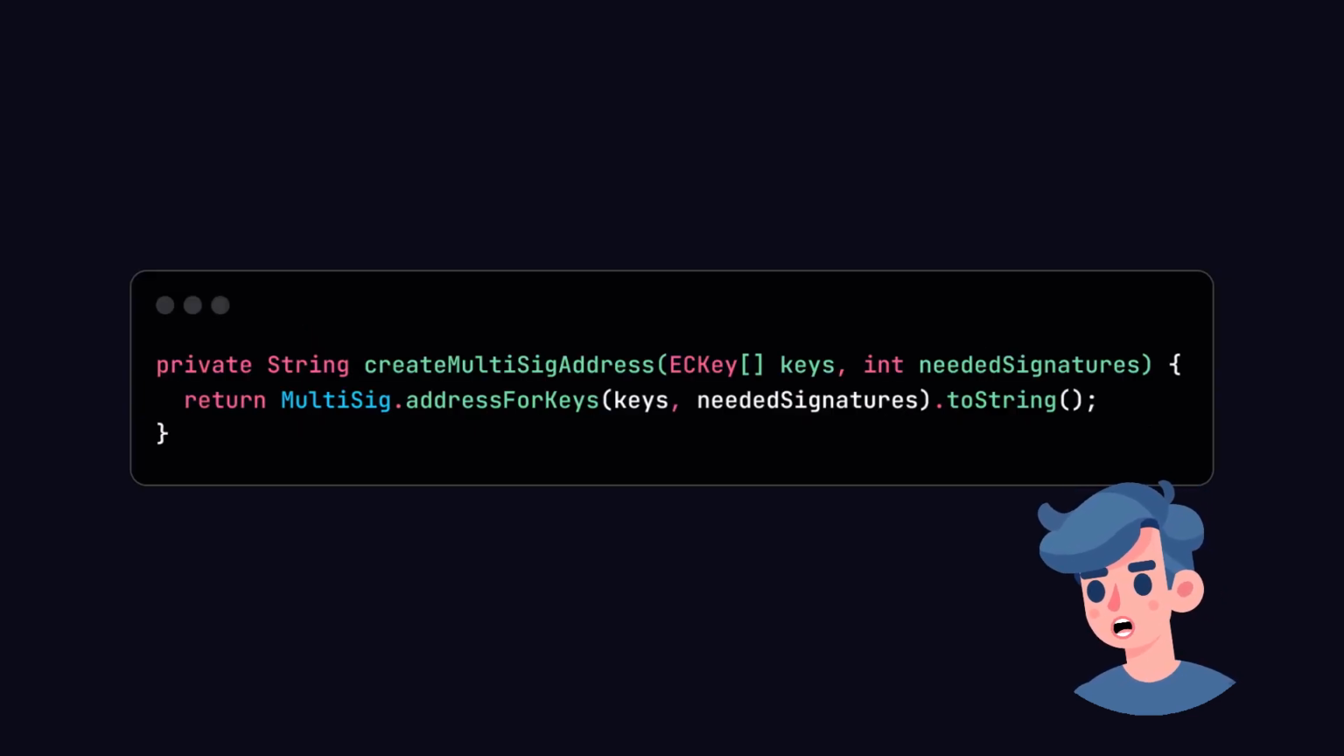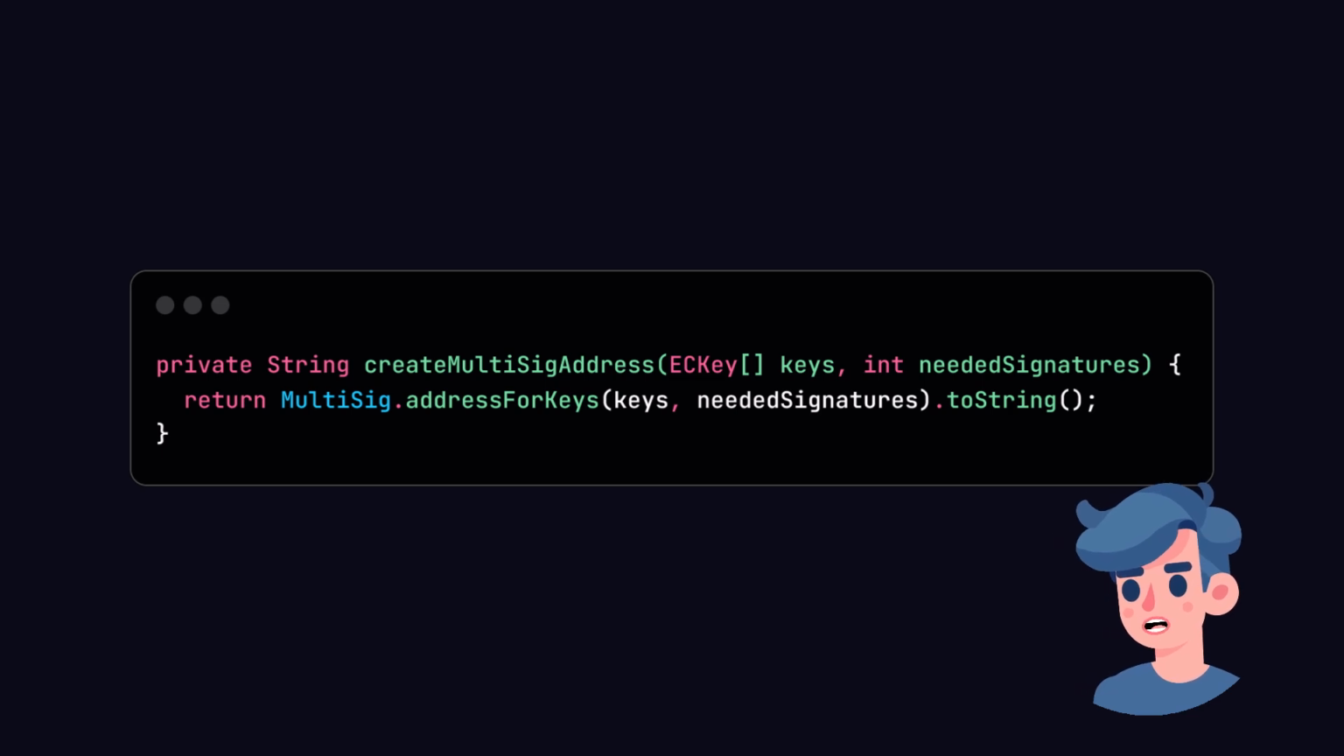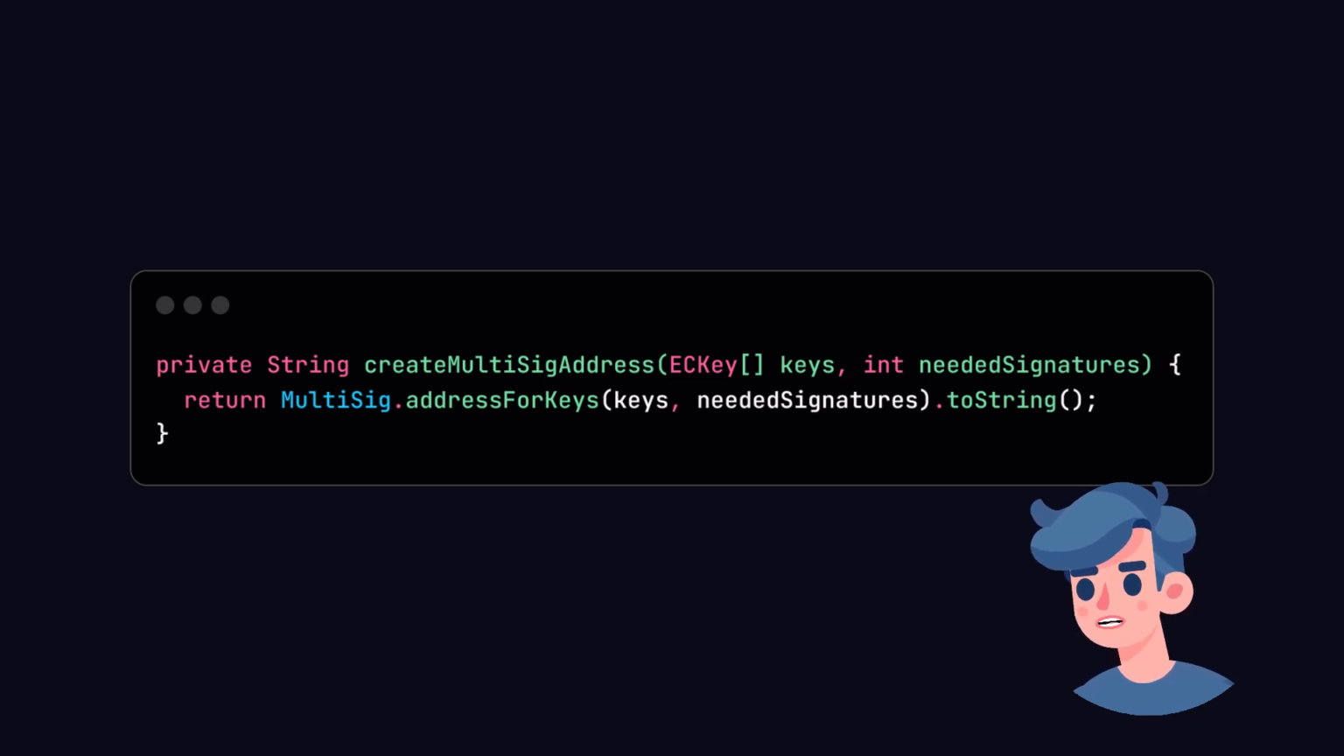Create a multi-signature address. Once we have the keys generated, we can create a multi-signature address. In our implementation, we will use a 2 of 3 multi-signature requirement, meaning that out of the 3 keys generated, at least 2 are needed to sign a transaction.